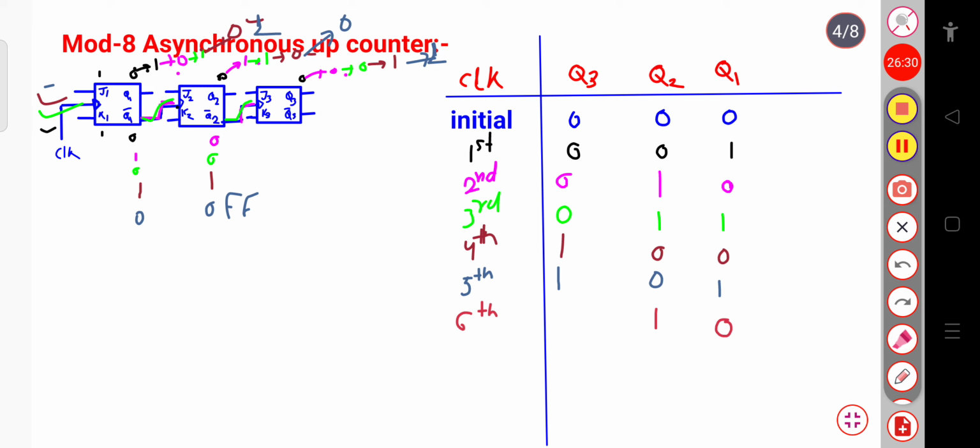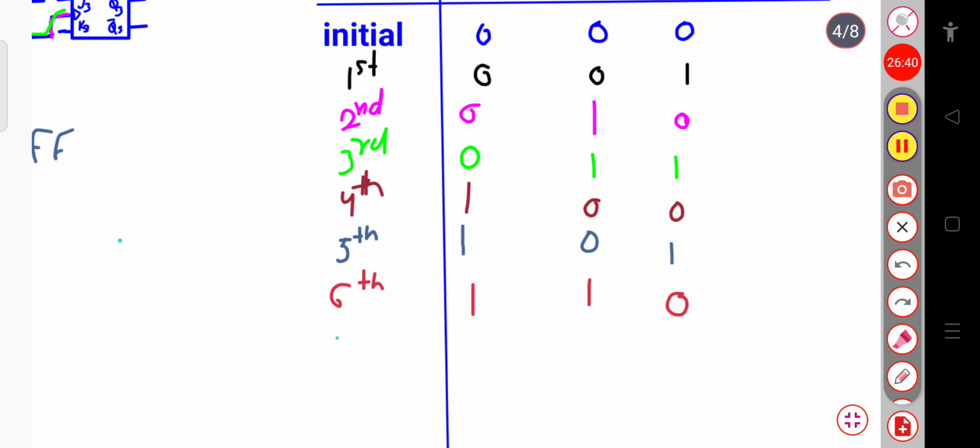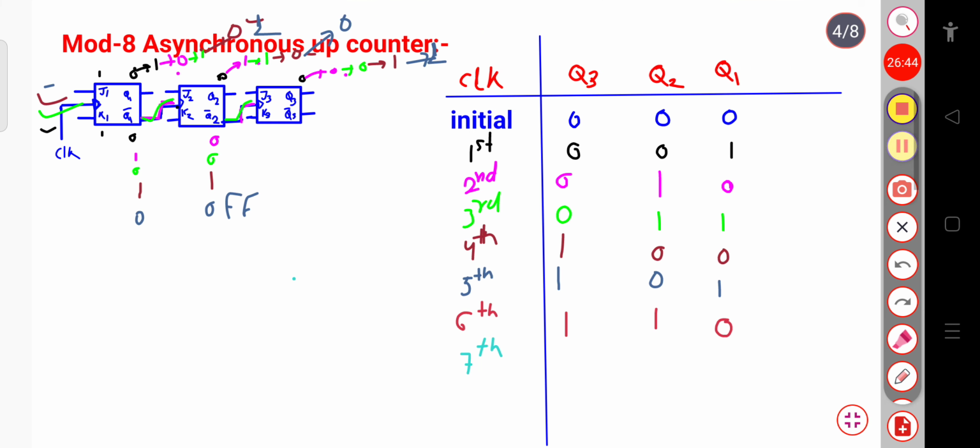Since it is in the off condition, this value will get carried forward, and this will be again 1. Now for the seventh clock pulse, here the Q1 value is 0. When the clock pulse is given, this 0 will go to 1 because of the toggling. Q1 bar will be, just look at this figure and try to solve it on your own.